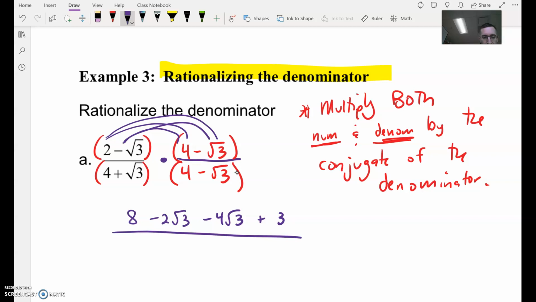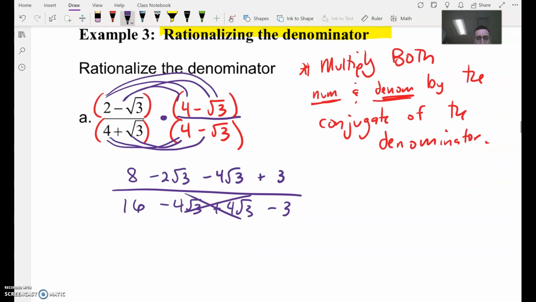Now look what happens on the bottom. 4 times 4 is 16. 4 times negative root 3 is negative 4 root 3. And then negative root 3 times 4 is positive 4 root 3. Those are going to cancel, which is great. And then we have plus root 3 times negative root 3, which is negative square root of 9, which is negative 3. So our final answer here, we have to take the top first.